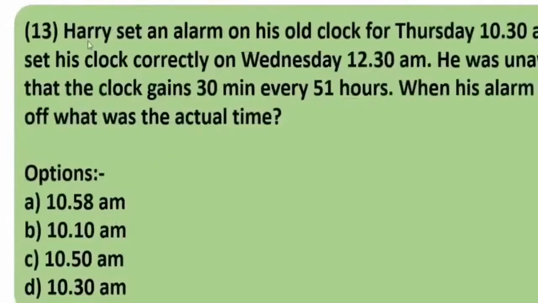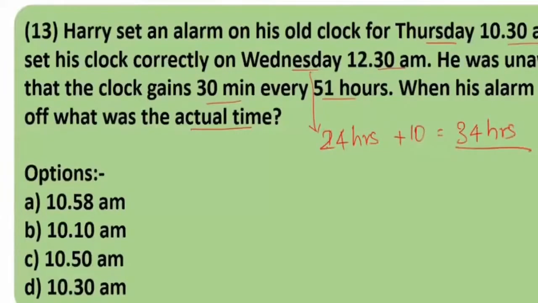Moving on. Harry set an alarm on his old clock for Thursday 10:30 am. He set his clock correctly on Wednesday 12:30 am. He was unaware that the clock gains 30 minutes every 51 hours. When his alarm went off, what was the actual time? See now, from Wednesday 12:30 am to Thursday 12:30 am, we have how many? 24 hours. Thursday 12:30 am to Thursday 10:30 am, that is nothing but 10 hours. So total 34 hours are there.